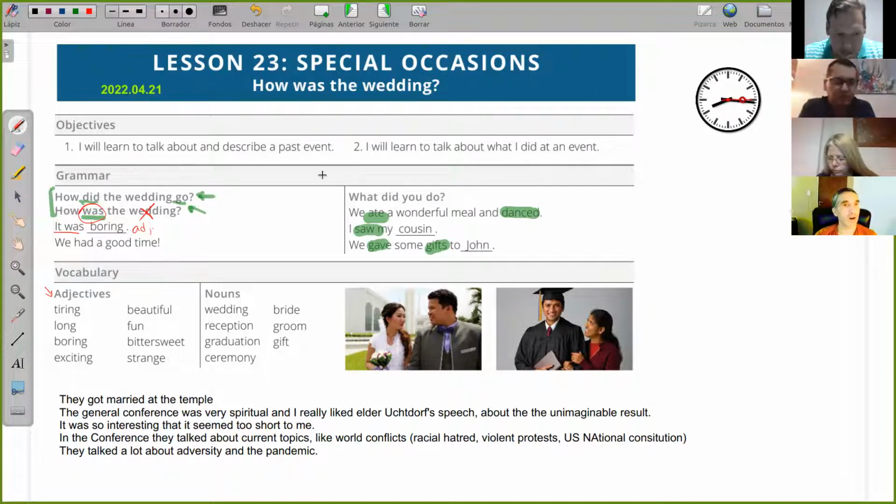Tedious, long, boring, exciting, beautiful, fun, bittersweet, strange. Okay.